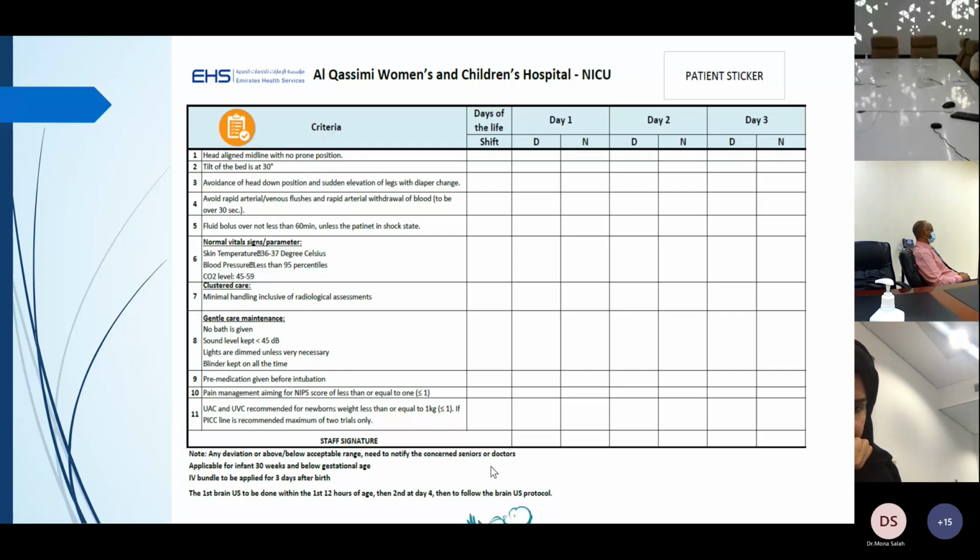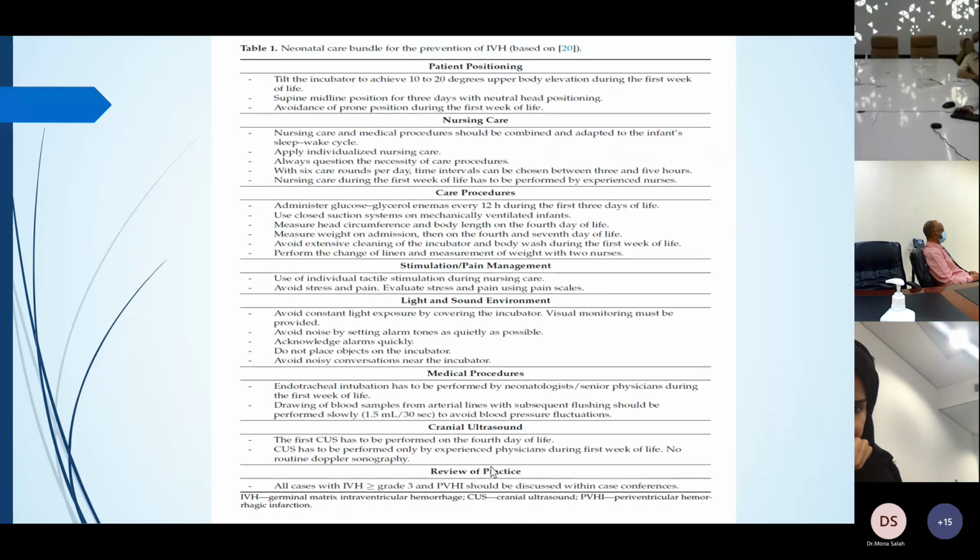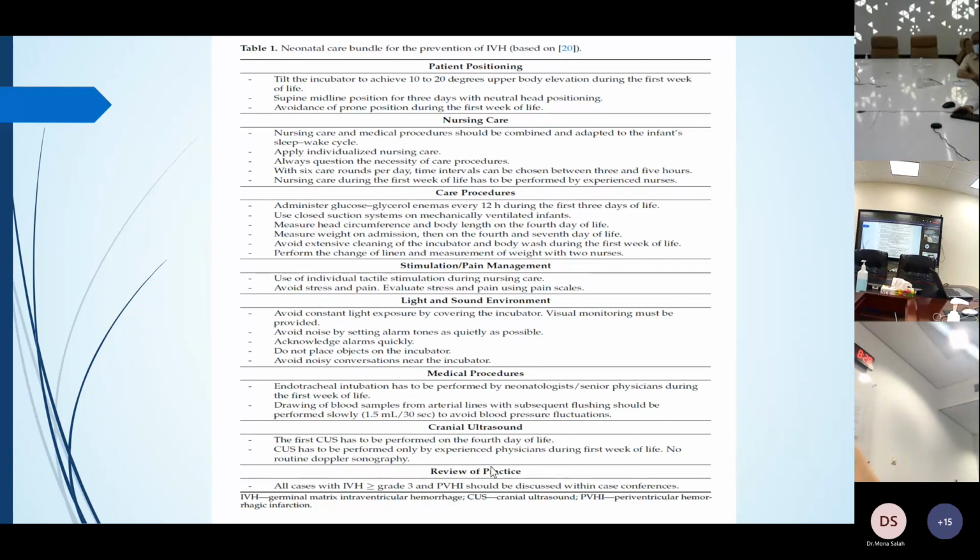NIPS score less than or equal to 1, UAC and UVC recommended for newborns weighing less than or equal to 1 kg. If backline is recommended, a maximum of 2 trials only. This is the other neonatal bundle care of IVH, but I will not go through it. It is in more detail than what I explained before, and we can review it later.